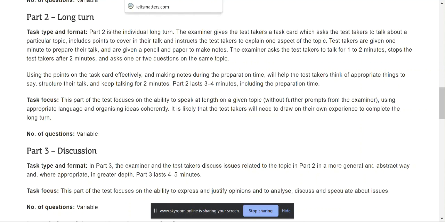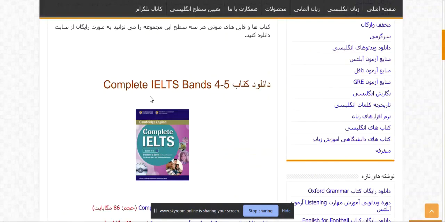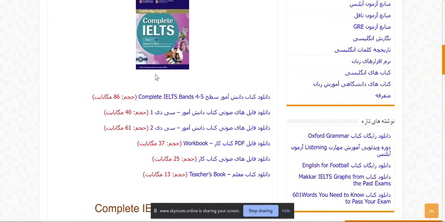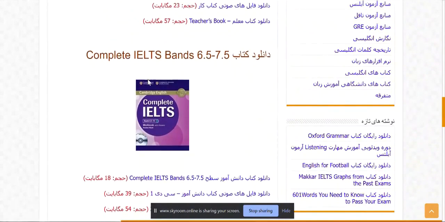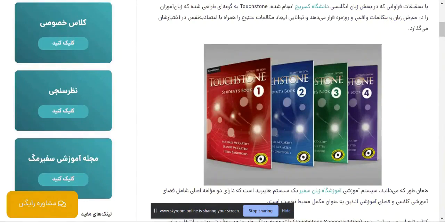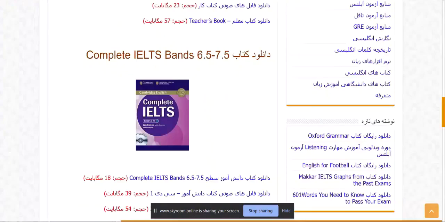And after Collins, you have this complete bridge. For me, the IELTS Complete version, especially for 6.5 to 7.5, you are going to follow this one, okay? After reading the Touchstones, go for this one. 6.5, 7.5, go for this one.